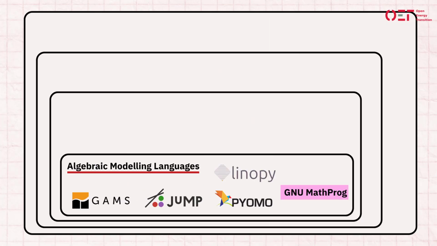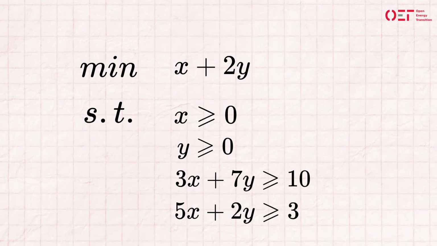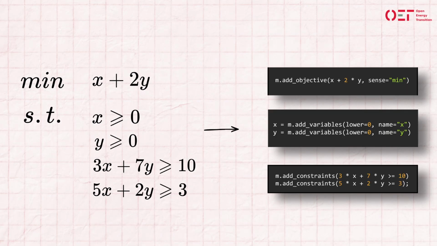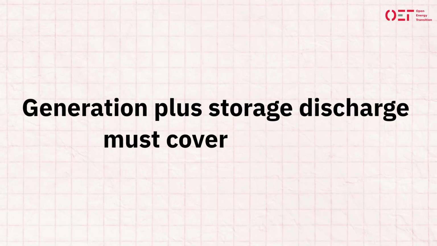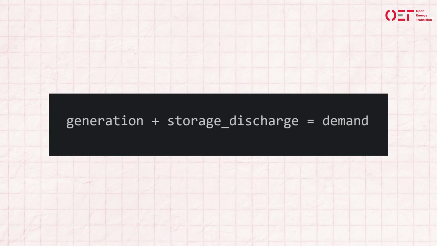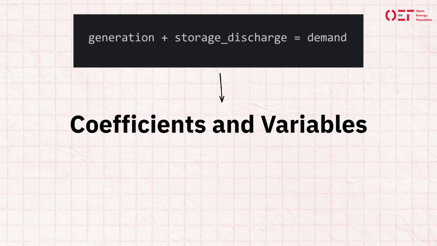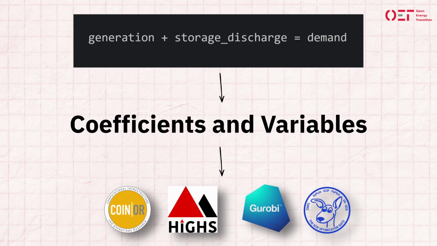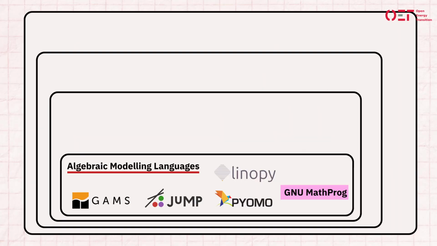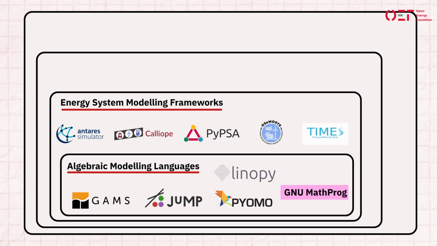First, we have the algebraic modeling language. This lets you express mathematical problems in code that reads almost like the equations themselves. For example, a constraint like generation plus storage discharge must cover demand can be written nearly word for word. Behind the scenes, the modeling language translates this into the low-level form, rows of coefficients and variables, that an optimization solver actually needs. There are many algebraic modeling languages, some open source such as NumPy, Pyomo, and Jump, and others proprietary such as GAMS. But none of this is specific to energy modeling, which is why a framework built on top is useful and simplifies things.